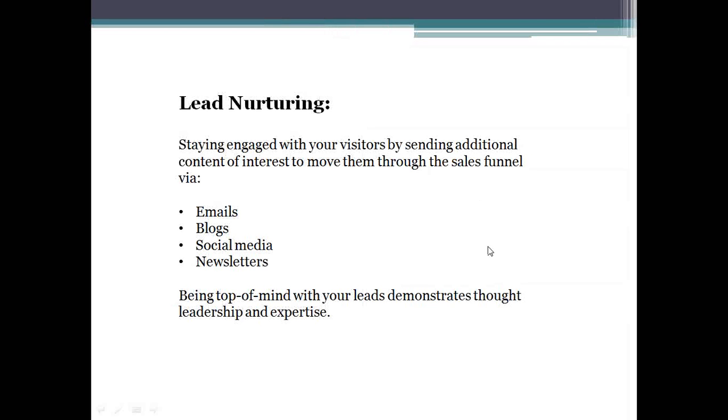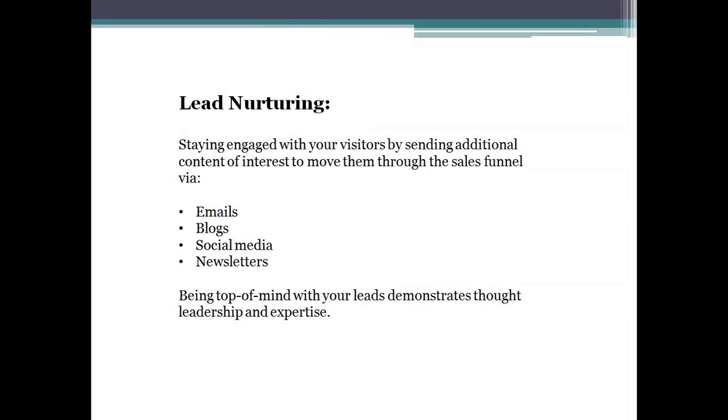So lead nurturing. How do we stay engaged with your visitors? You want to make sure that you're sending out content of interest and moving them through the sales funnel, and we'll look at that in just a moment. Emails, blogs, social media, and newsletters were built to lead nurture, and I'm still seeing very few companies, especially small companies, that are nurturing leads.